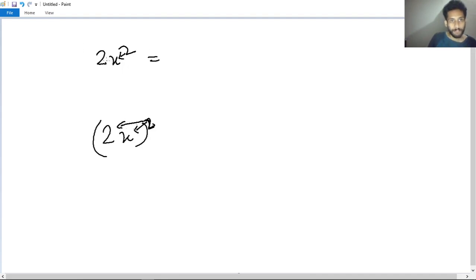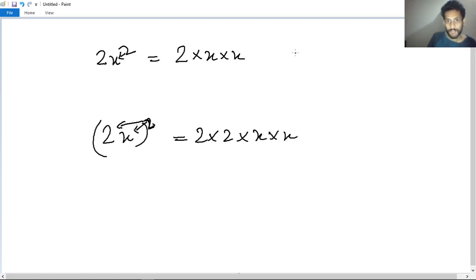So if I break this down, it will be 2 into x into x. But when I break this down, this is 2 into x into x, so it is equal to again 2x square, and it is equal to 4x square. But why am I telling you this?